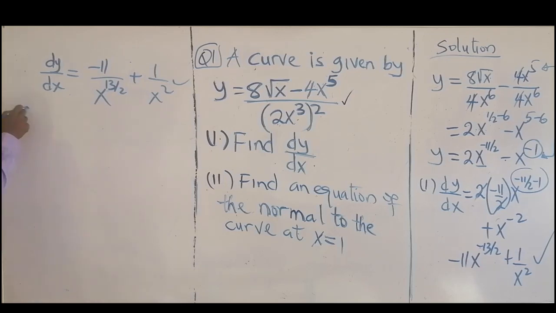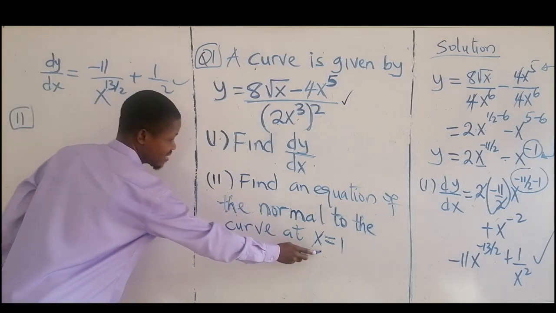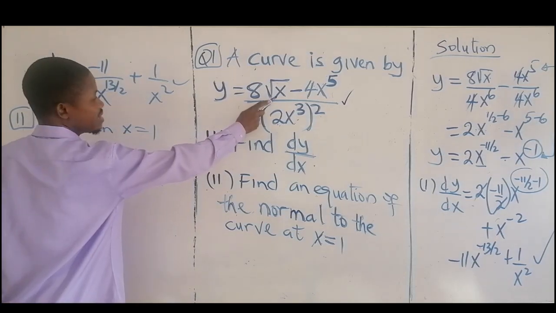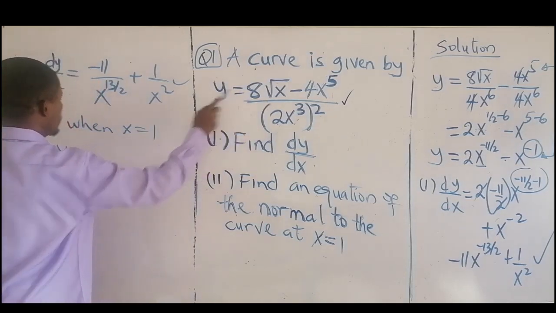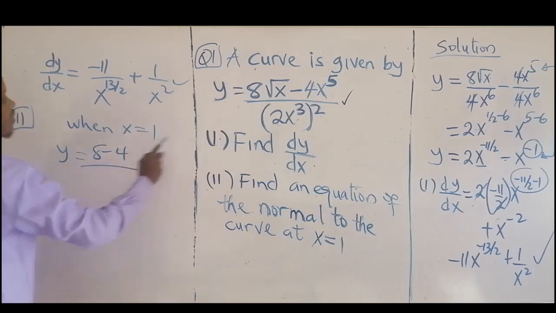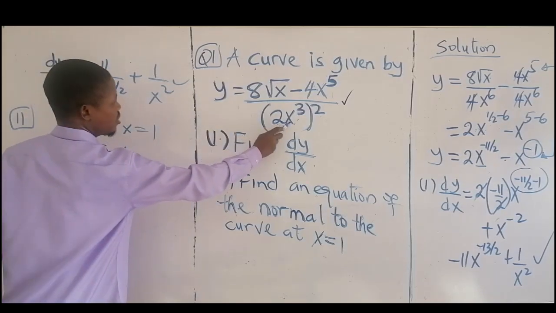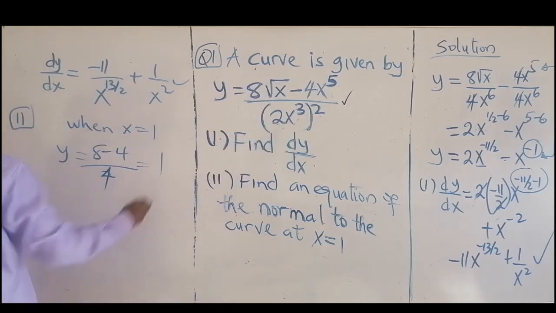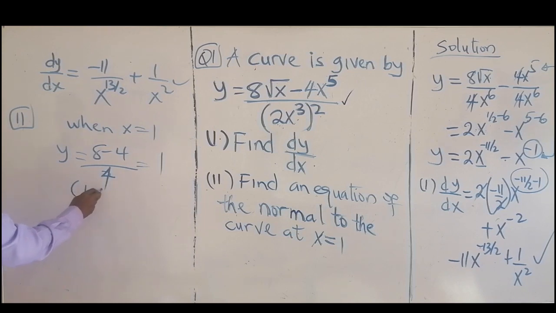Then the second part, we are told to find the equation of the normal to the curve at x equal to 1. So if x equal to 1, we need to complete the coordinates x, y. When x is equal to 1, let's get the y. The square root of 1 is 1. On the numerator we have 8 minus 4. And then here that will be 2 times 1 cubed, that's 2 squared, that's 4. So we have 1. So the coordinate is 1, 1.